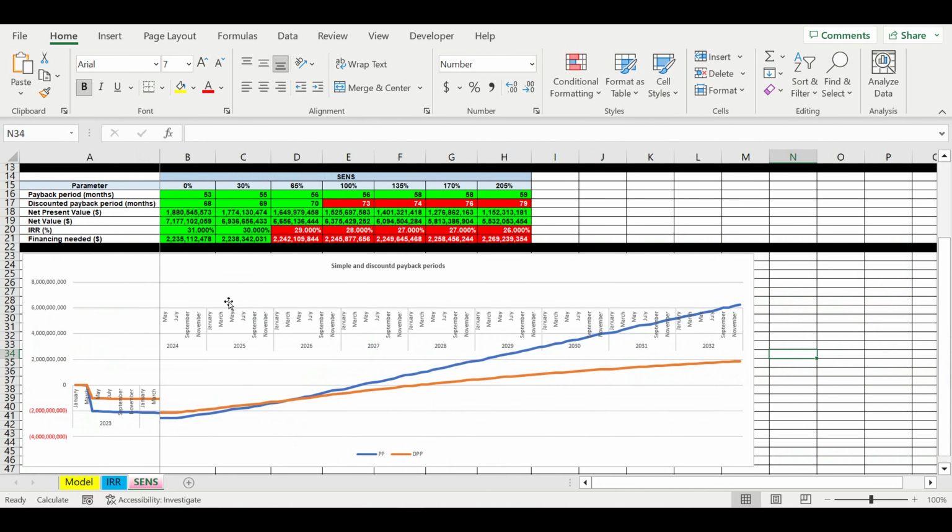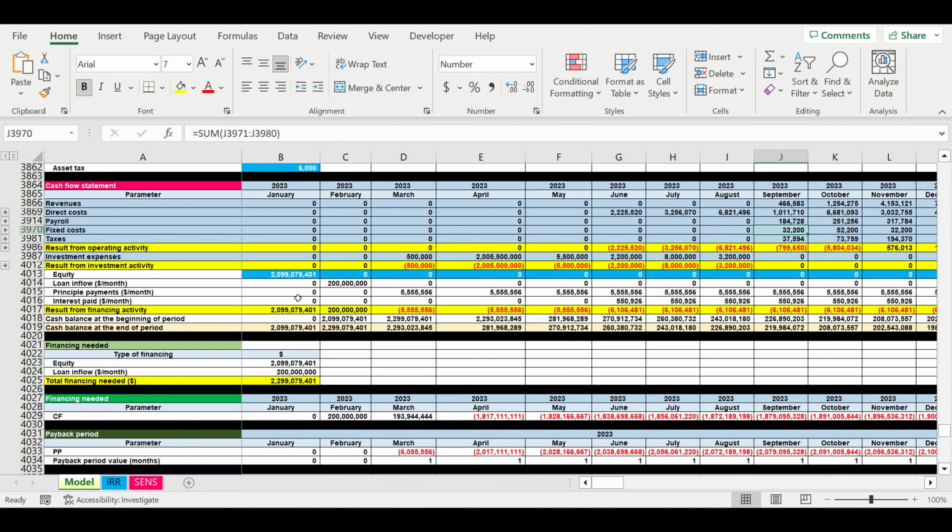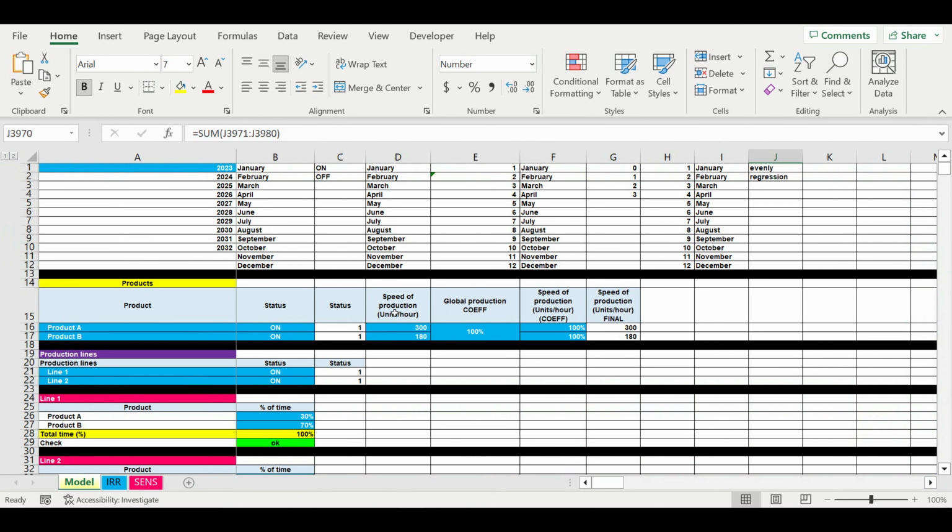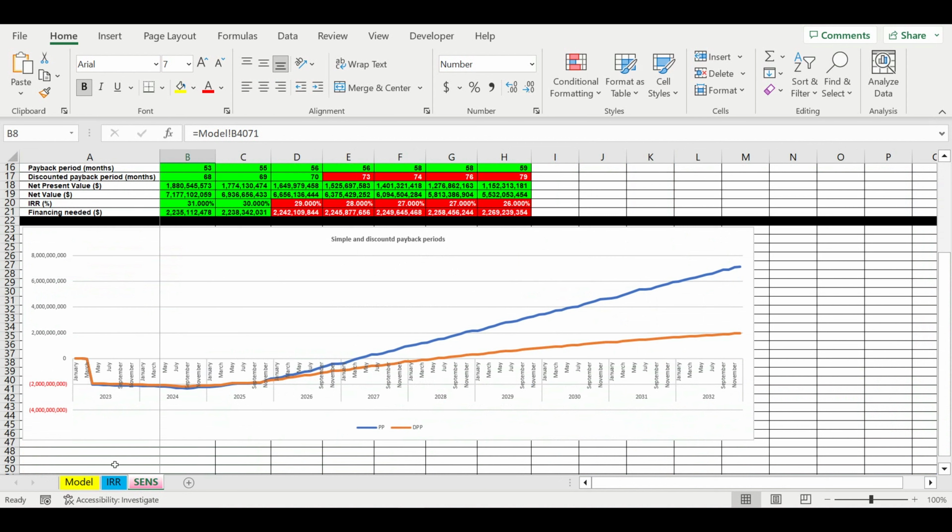They start moving to the very beginning of this model. So let's go up and see what people usually want to play with. So for example, we have the simple and discounted payback period diagrams.